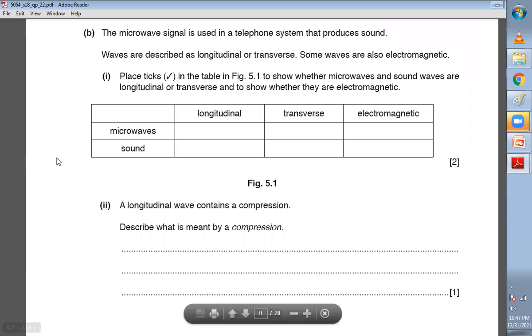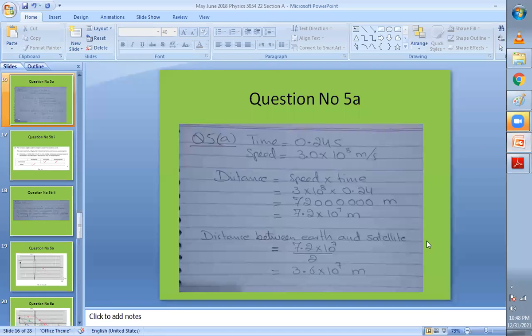Now, a microwave signal is used in a telephone system that produces sound. Waves are described as longitudinal or transverse. Some waves are also electromagnetic. Place ticks in the table in figure 5.1 to show whether microwaves and sound waves are longitudinal or transverse, and to show whether they are electromagnetic. So you know that microwaves are transverse plus they are electromagnetic. Sound waves are only longitudinal. So this is where you have to put the ticks. Let me show you.